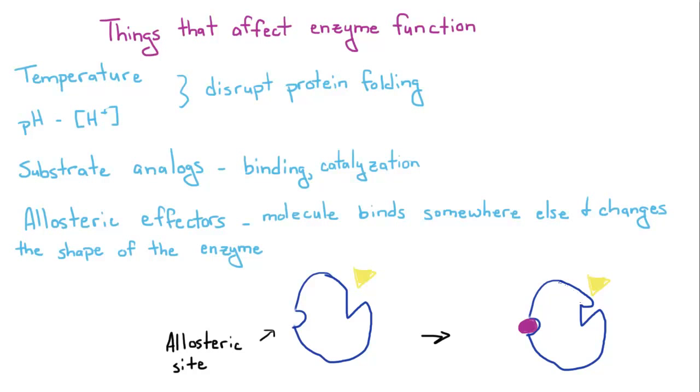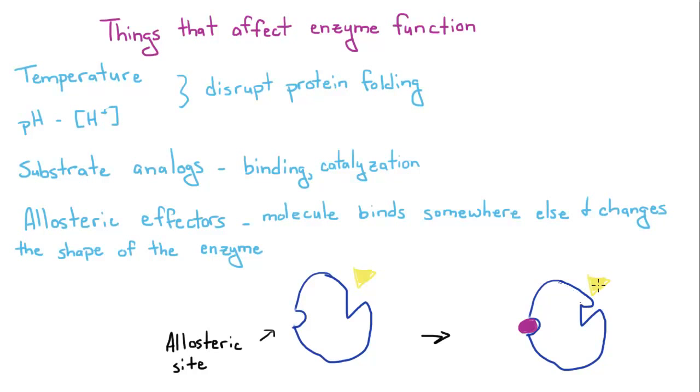And you also have these things called allosteric effectors. These are molecules that bind somewhere else on the enzyme and change the shape of the enzyme. So you can see we have our enzyme here, substrate here, binding site. You've also got this thing called the allosteric site. So you have this little allosteric effector. It can come in and bind to this allosteric site, and it's going to change the shape of the enzyme.